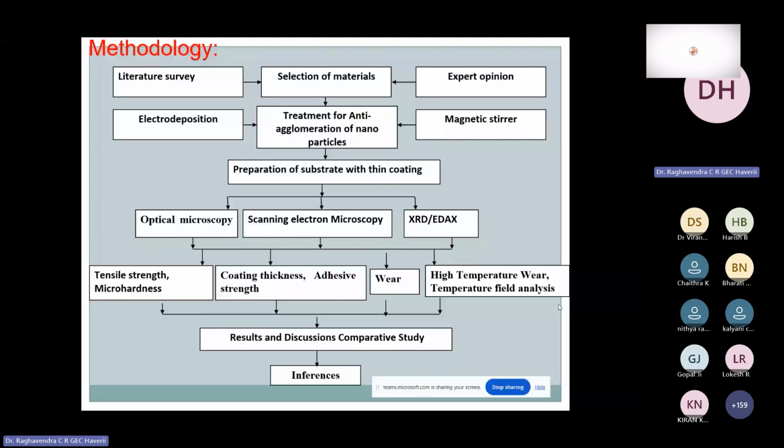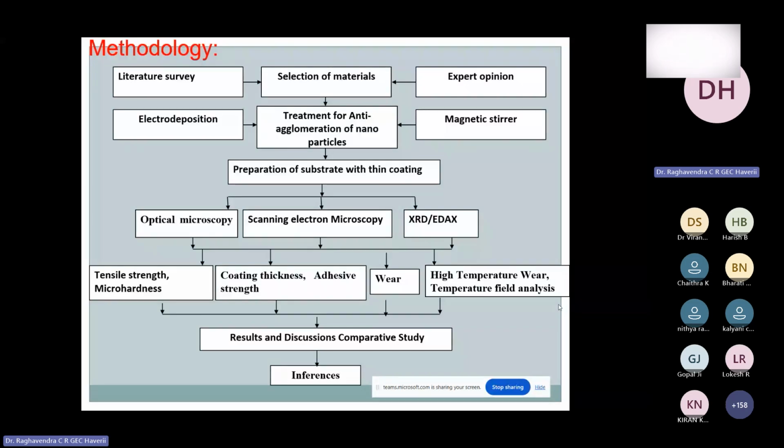Then we will go for wear. The wear rate we will calculate with a pin on disc or a ball on disc, or it may be erosive wear, or 2-body abrasive wear, or 3-body abrasive wear, or dry sliding wear. Based on the application, based on the nature of wear that we are going to check, the instruments are used.